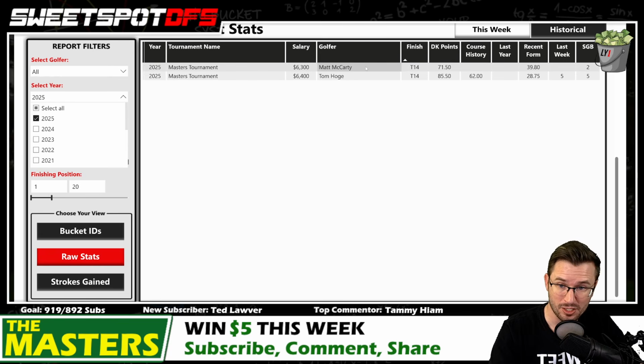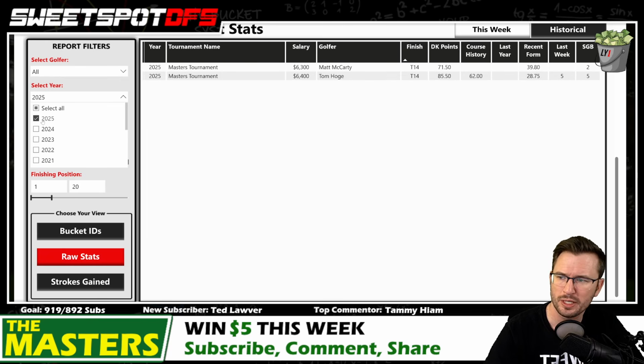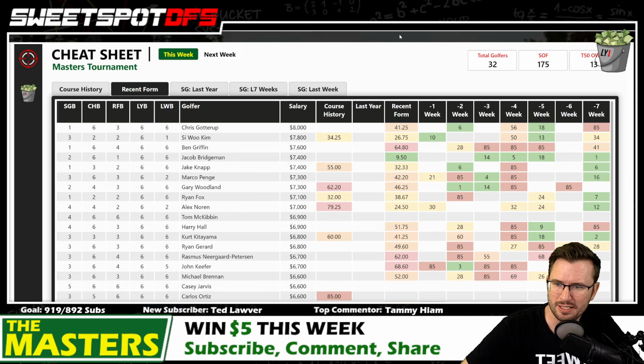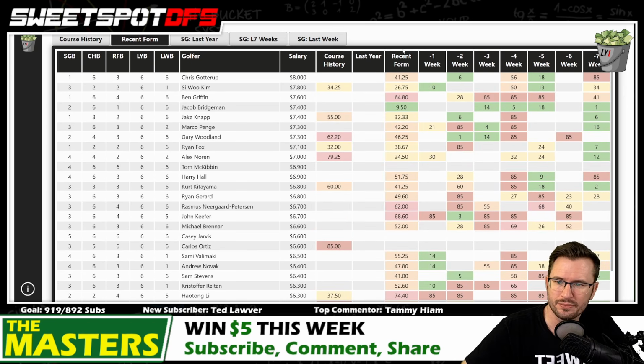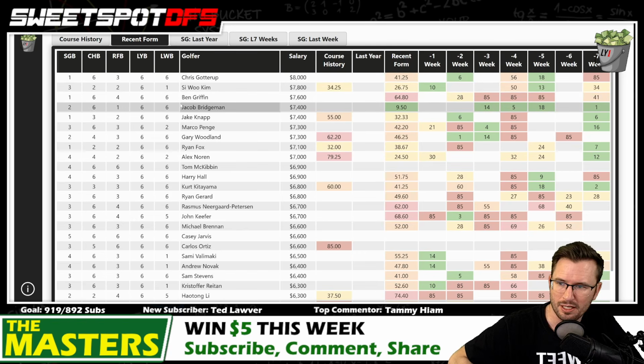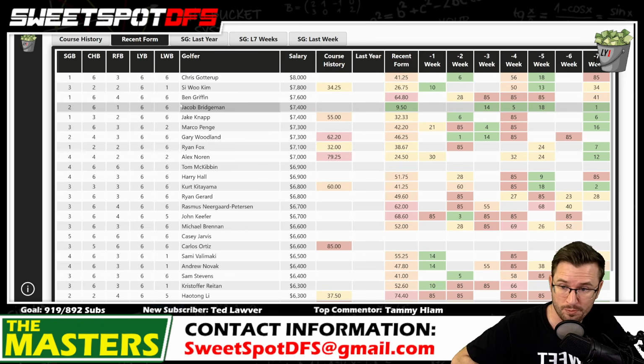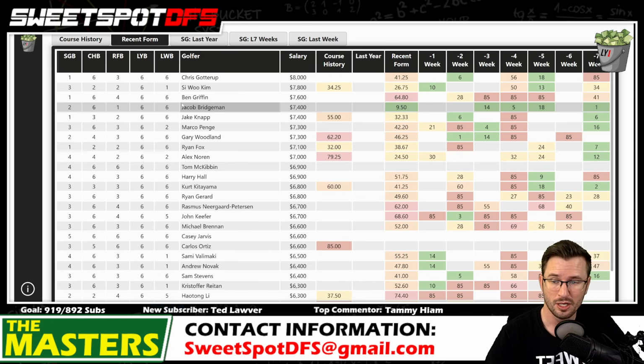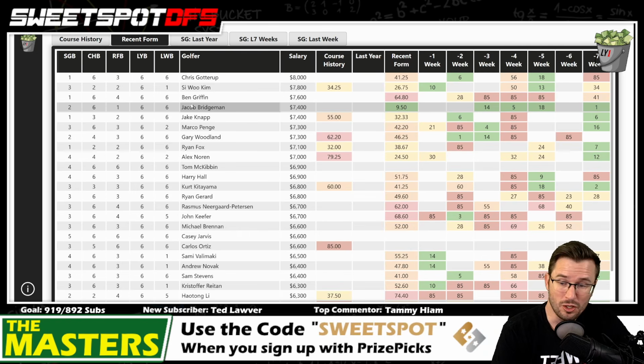Even Matt McCarty last year was a debutante, and he finished 14th along with Hoge, but Hoge scored more DraftKings points. Going back to this cheat sheet, everybody here is live. Anybody. I don't know if that means you should be looking at debutantes. Now, most of our debutantes were in the 6K range, but they were relatively good golfers, I guess. We saw them flourish as the years went on, but you know what? Anyone is live.